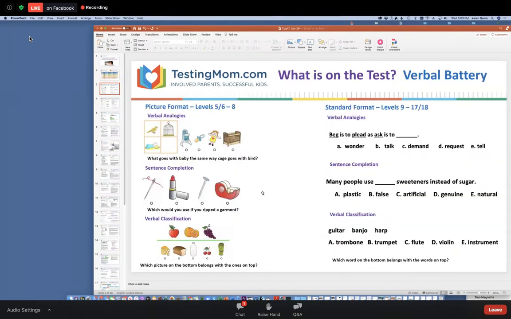So let's go through the 3 batteries for this test. And the first one is the verbal battery, okay? And I'm going to show you how it changes from younger children to older children. You can see that with younger children, the verbal battery is all pictures. So the first part is analogies, and for younger kids, they do them with pictures. So the question is, what goes with a baby the same way that a cage goes with a bird? And so we're looking for what's the relationship between these two, and we want the same relationship here.